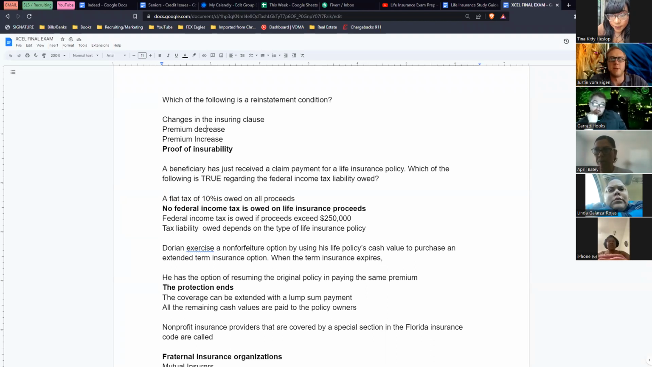Yeah, the only time you really do is, I think, if someone converted a whole life to a term policy, then they would, because they're lowering the amount of money. Anytime you lower the premium or increase the death benefit at the same premium. So if you're lowering the premium for the same death benefit or increasing the death benefit for the same premium, you have to show evidence of insurability.